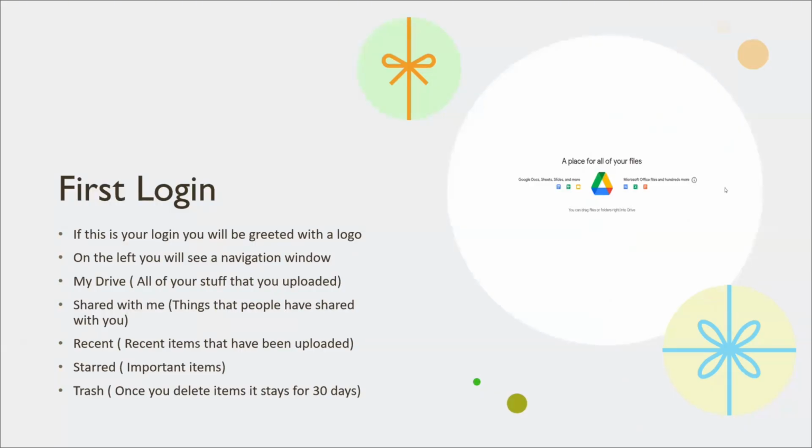So during your first login, if this is your first login, you will be greeted with a logo on the left hand. You will see a navigation window. You will have My Drive, and that's all the stuff that you have uploaded. Shared with me are things that people have shared with you, either by sharing it via email or sending you a link. Recent items that you have uploaded. Starred, just like in your email, a starred email is something that you feel is important. And then trash, once you delete these items, it stays in there for 30 days.